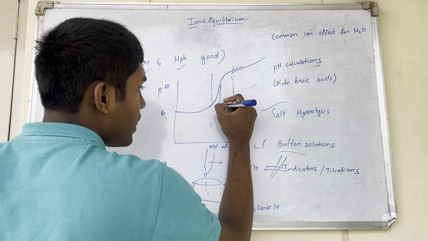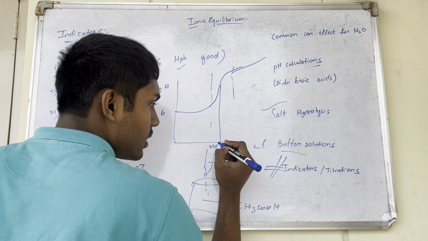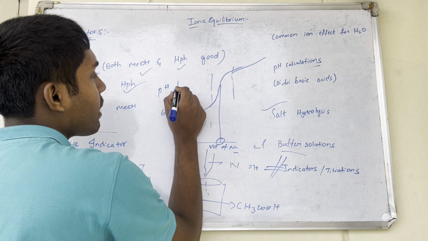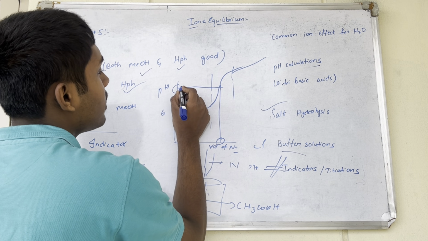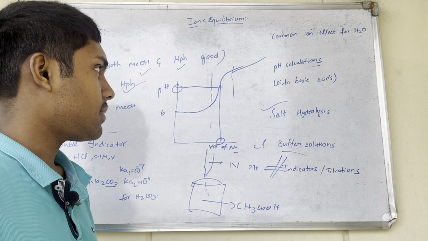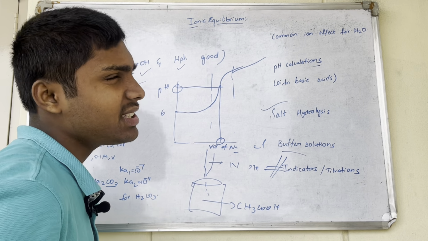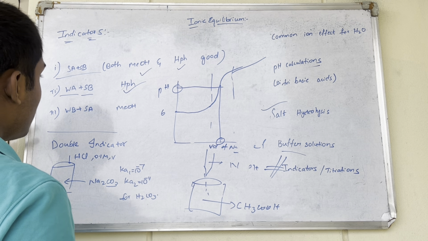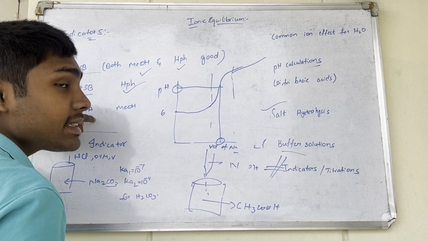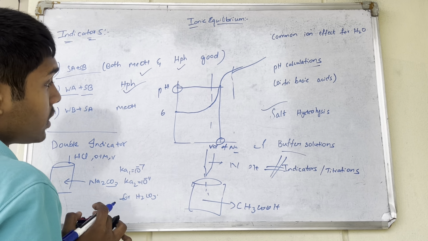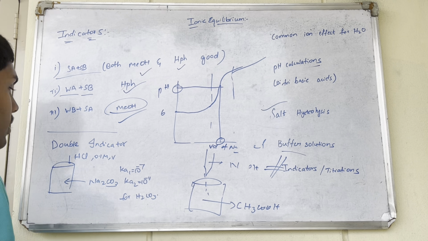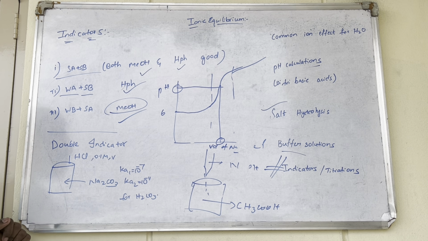This is the point where equivalence is observed, at this volume in mL, and this is the particular pH where equivalence is observed, where the curve is steep enough, as you can see in a few examples here. Got it? Right. Now coming to weak base and strong acid. For weak base and strong acid, we go with methyl orange as a suitable indicator. Remember this thing.